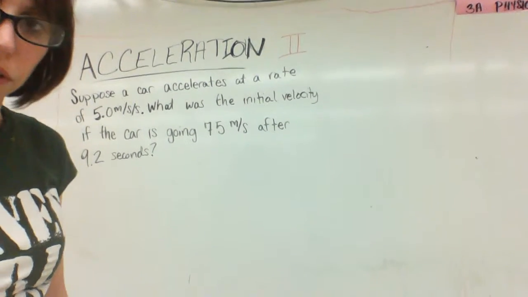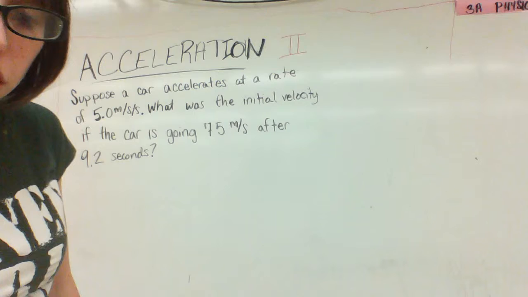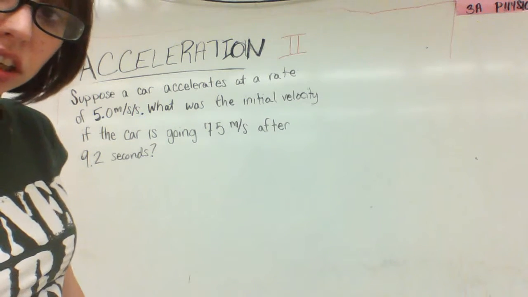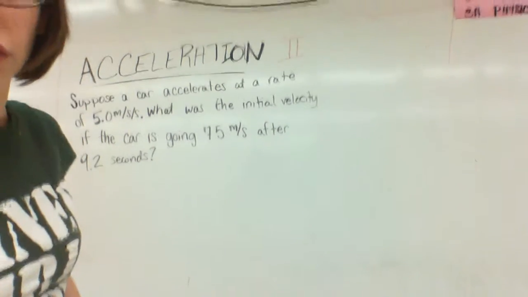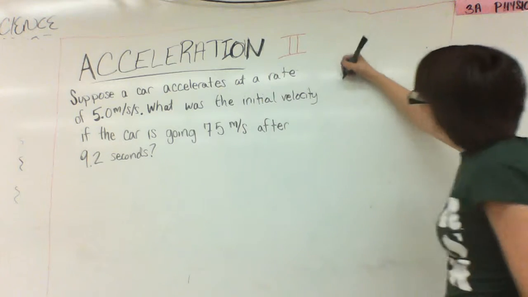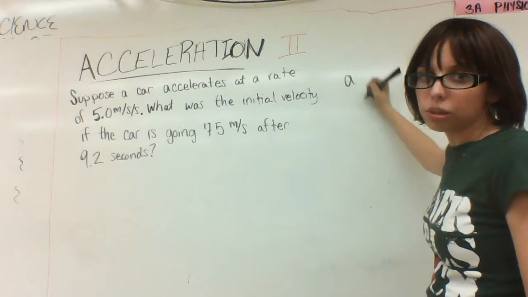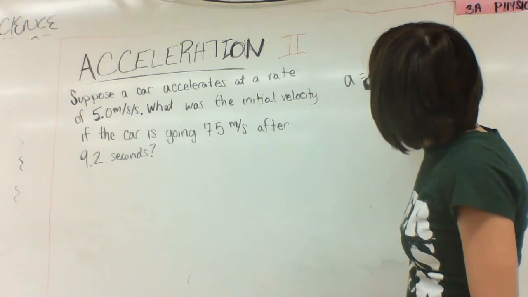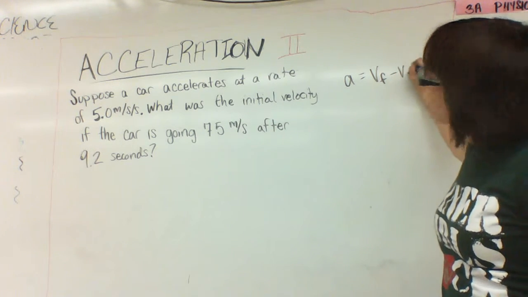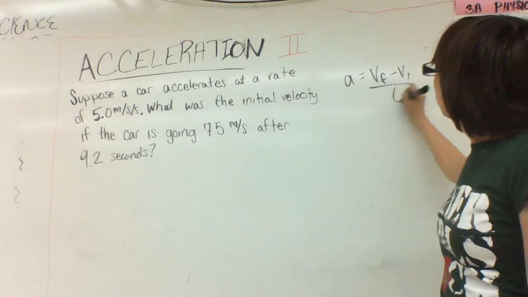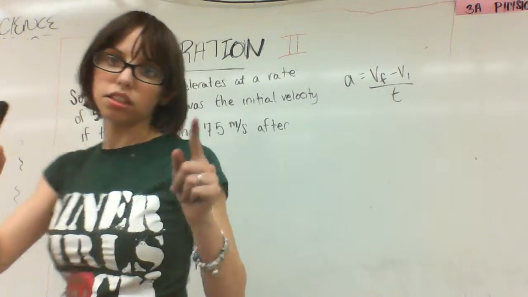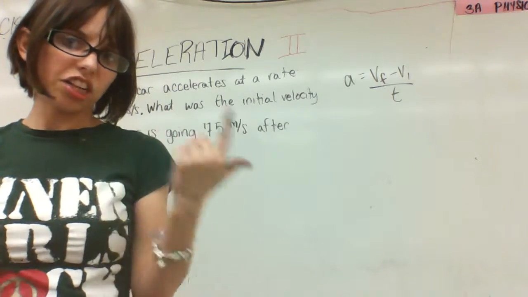As I promised in my previous video, we were going to do some acceleration problems that didn't have to do with finding acceleration directly, but finding other variables using acceleration. Just to remind you, the formula for uniform acceleration is a equals vf, that is final velocity, minus vi, over your time, over how long it took you to go from that initial velocity to that final velocity. Acceleration is just the rate of change of velocity.